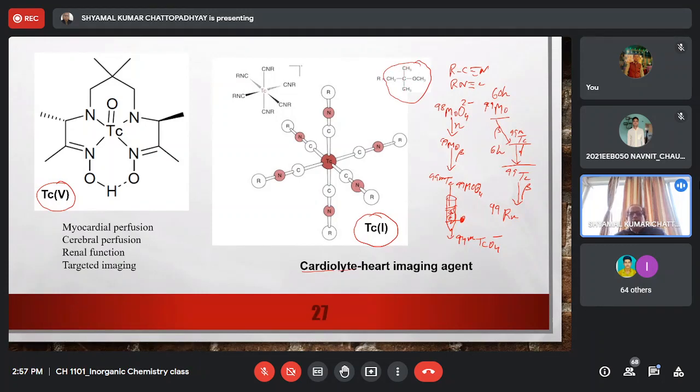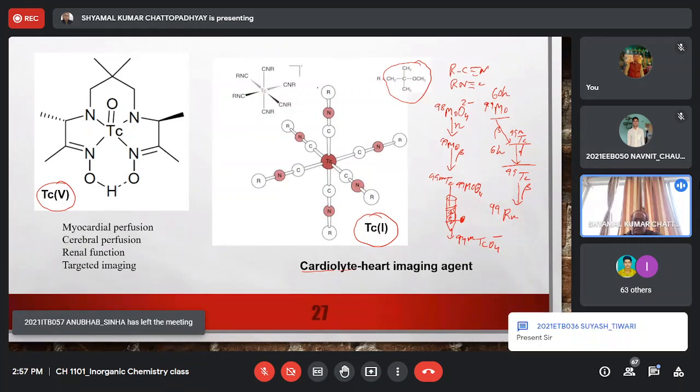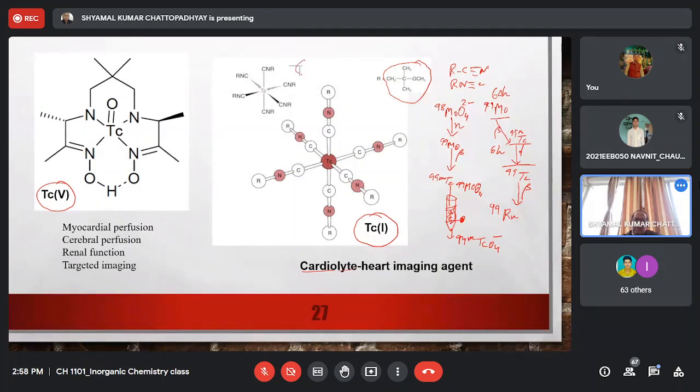So you have a methoxybutyl group. There are 4 carbon atoms and there is one methoxy group, so methoxybutyl group. So R is this group. So this isocyanate complex where technetium is in the +1 oxidation state, obviously, since the ligand is neutral, the overall complex has got a +1 charge. So this technetium 1 complex is found to be very important for heart imaging.